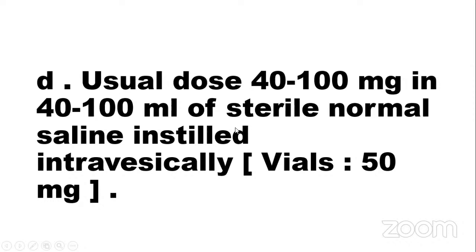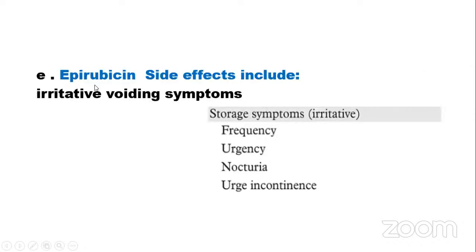The usual dose is 40 to 100 milligram in 40 to 100 ml of sterile normal saline instilled intravesically. As we see previously, the vials are 10 and 50 milligram, so in bladder cancer we will use 50 milligram. Ibuprofen's side effects include irritative symptoms: frequency, urgency, nocturia, and urge incontinence.